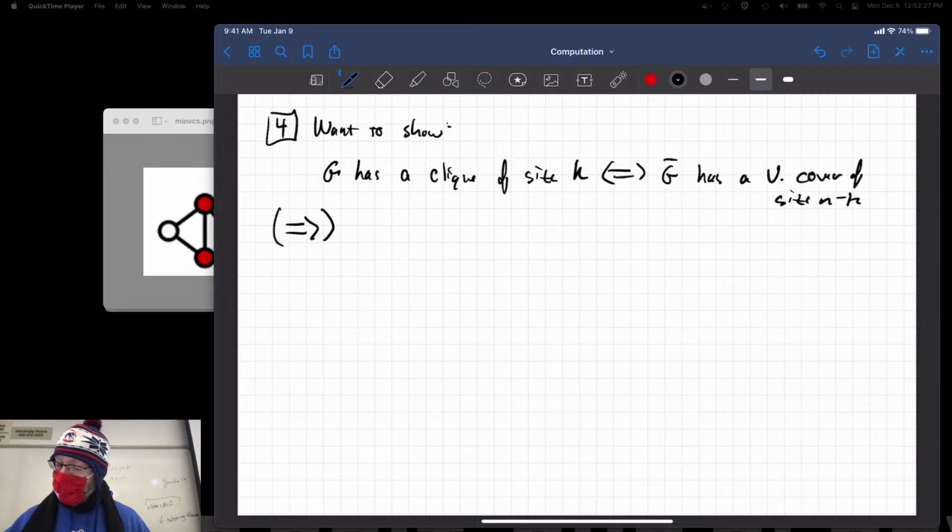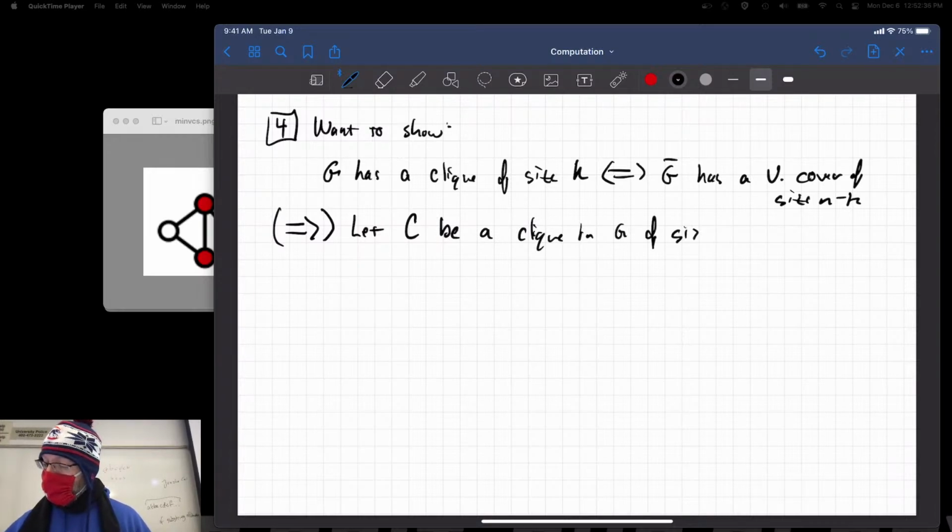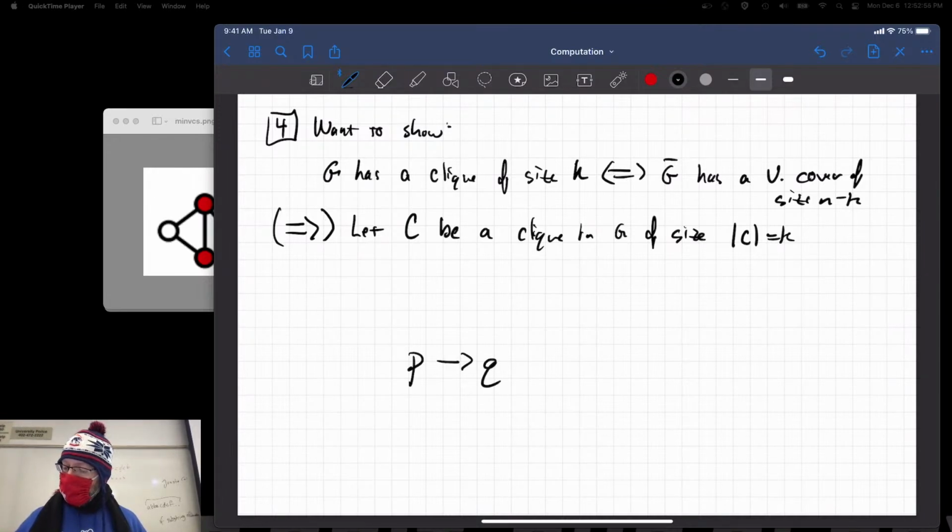In other words, let C be a clique in G of size k. Now, like with all proofs, if you want to prove that P implies Q, which is what I'm doing here, you of course assume P. Why? Well, what if it's the case that P is not true? P implies Q here. What if this is false? Is there anything to prove?